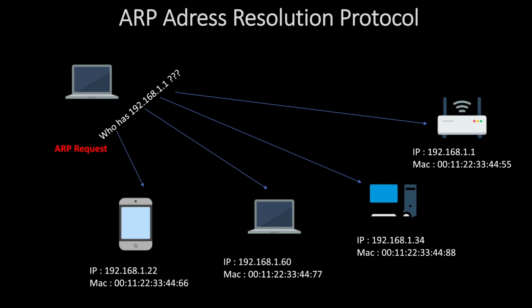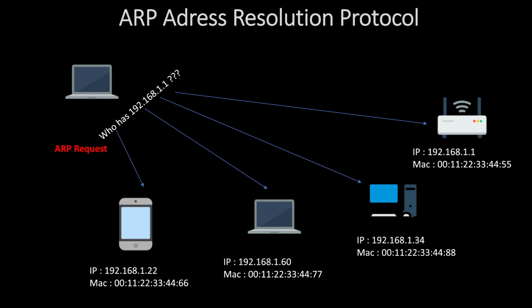ARP poisoning. Before talking about ARP poisoning, we need to understand what ARP is. ARP stands for Address Resolution Protocol. It is a protocol that enables network communications to reach a specific device on the network. ARP translates Internet Protocol IP addresses to MAC addresses and vice versa.